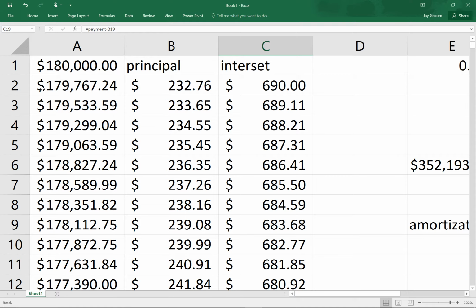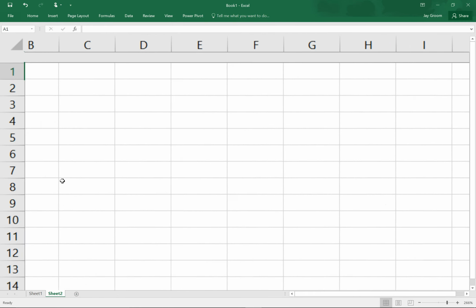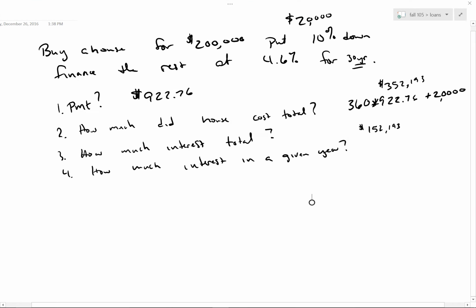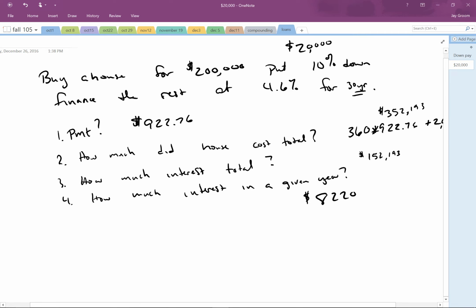Now your bank keeps track of that for you. You will get a statement from your bank at the end of the year. That statement will have on it how much interest you paid, and then you put that on your taxes and all that. It's not that hard to do. Okay? Let's see here. Well, for the first year, it's $8,220. Yeah, cool. All right, so let's do another one here.